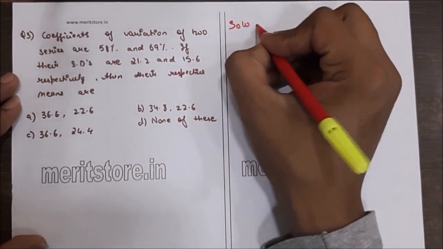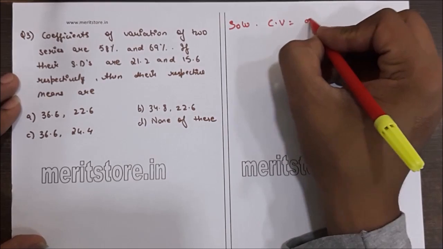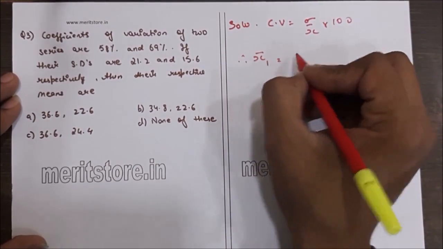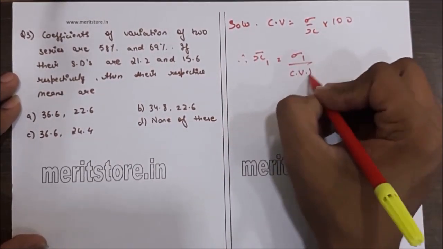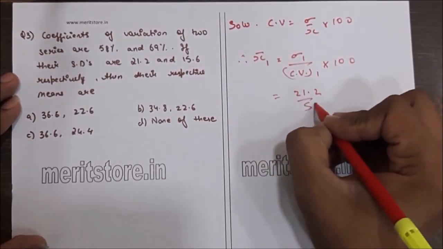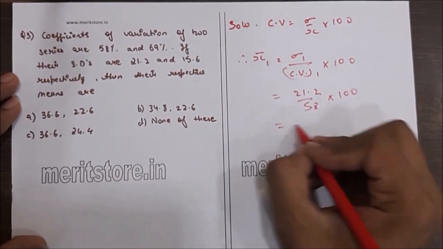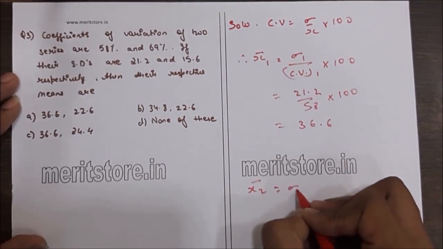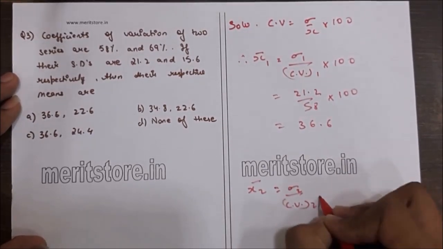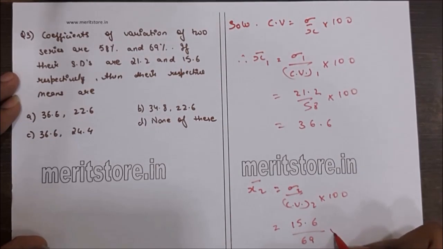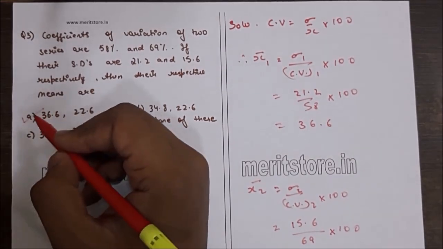Therefore the solution is, since CV is equal to sigma upon x bar into 100, therefore x1 bar is equal to sigma 1 upon CV1 into 100, that is equal to 21.2 upon 58 into 100, is equal to 36.6. x2 bar is equal to sigma 2 upon CV2 into 100, is equal to 15.6 upon 69 into 100, is equal to 22.6. Therefore option A is correct.